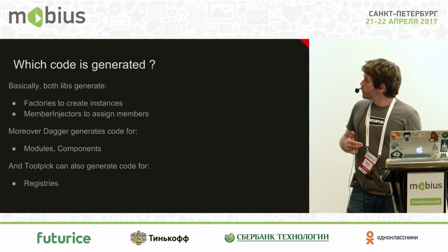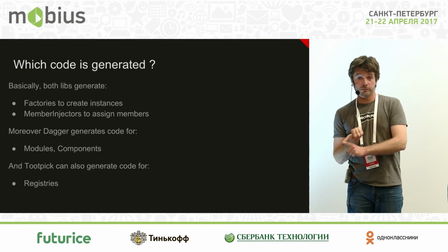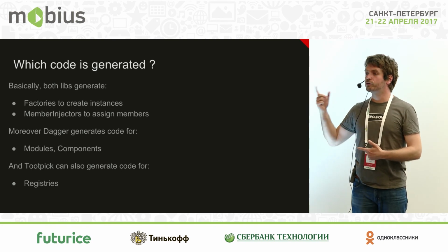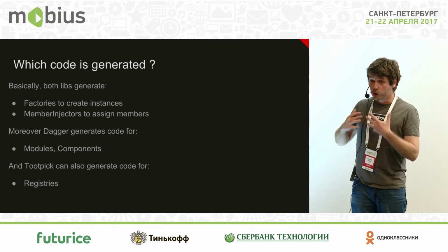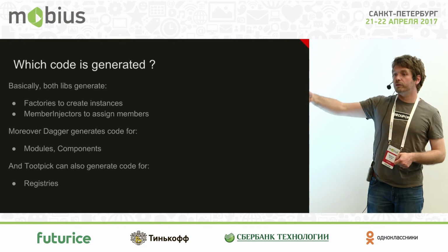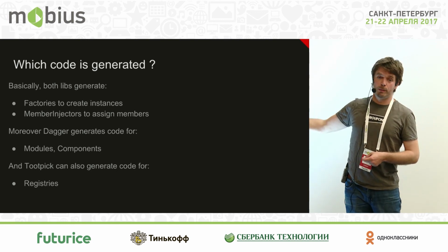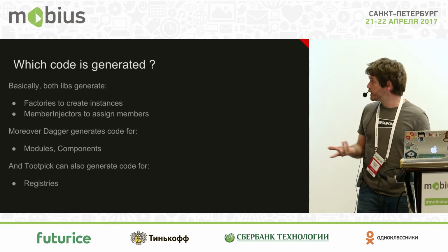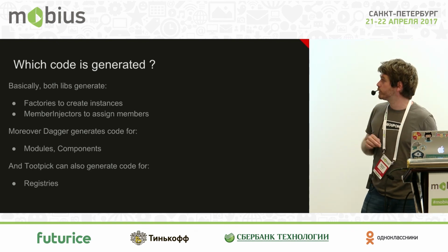So in both libraries, Dagger and Toothpick, basically code generation is used to create the factories and the member injectors. Factories are just entities responsible for creating instances. You remember calling a constructor by reflection was super slow. That is the replacement. So we create factories that know how to create instances without reflection. The same is true for member injectors. Getting a field, setting a field was slow with reflection. So we generate code that knows how to assign members to your entities. Moreover, Dagger will generate code for modules and components, which don't exist really in Toothpick, or not in the same way for modules. But Toothpick can also generate registries if you're looking for crazy performance.